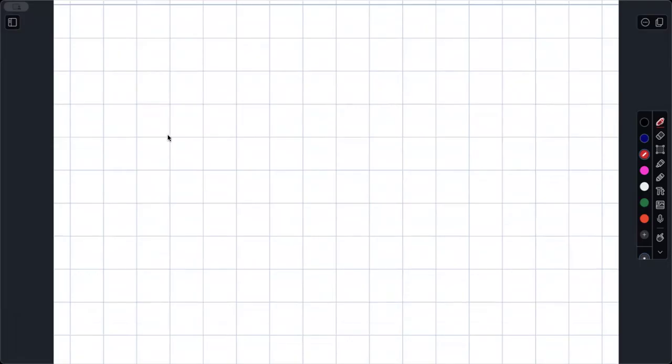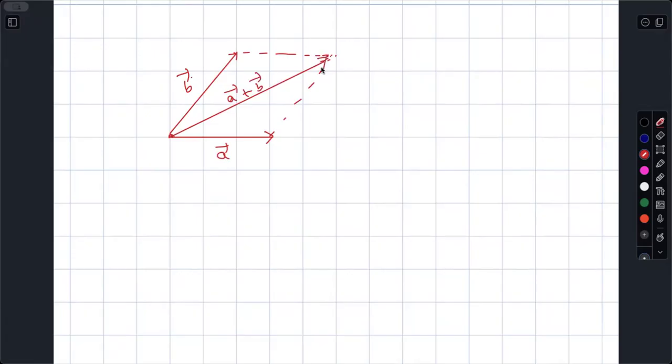So you are saying that if this is A bar, one vector, and if this is B bar, another vector, you are representing A bar plus B bar by this diagonal. Now, what about A bar minus B bar?